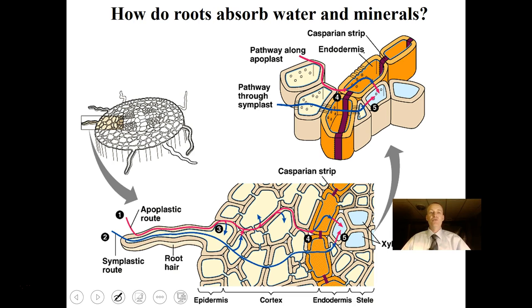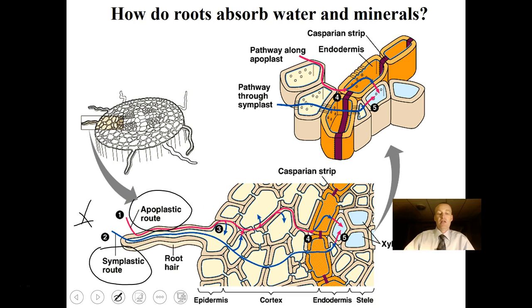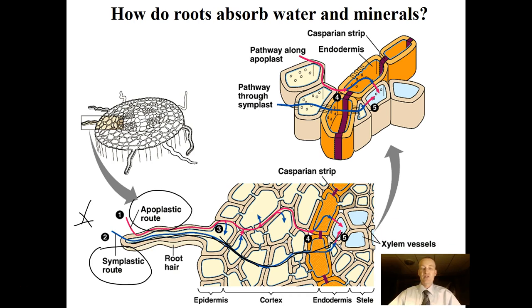So how do roots absorb water and minerals? Well, there's a couple of ways that water can flow into the root. If we take a look down here at this diagram, this will show you that there is a symplastic route and there's an apoplastic route. The symplastic route essentially brings water through these little plasmodesmata, these little channels in between the cells, and it goes all the way into eventually reaching the xylem. So that's called the symplastic route.